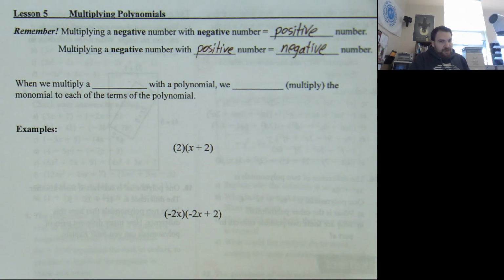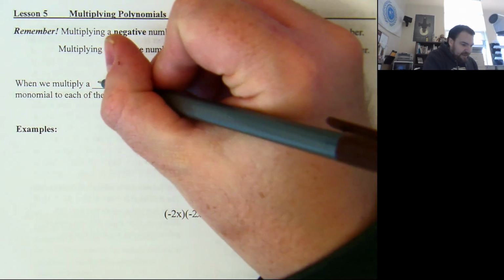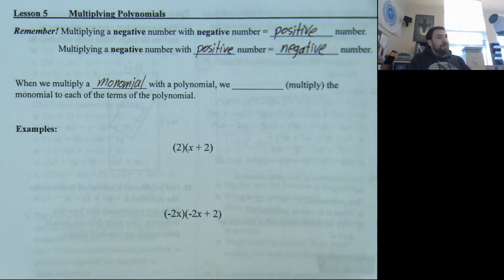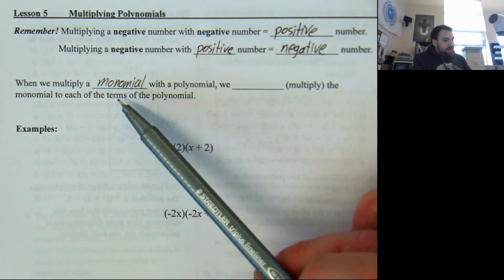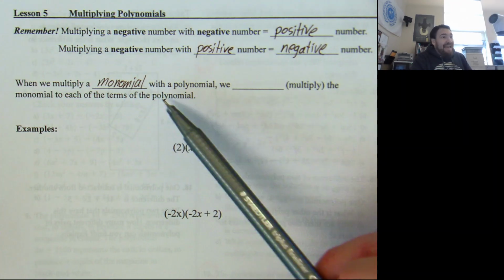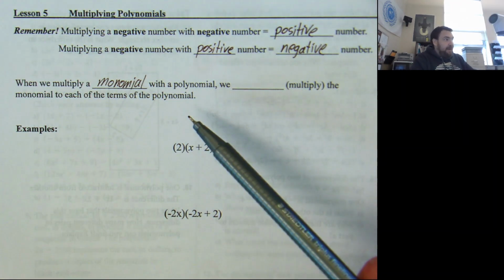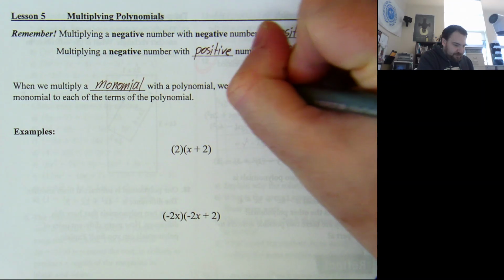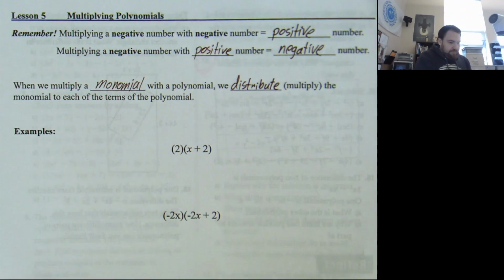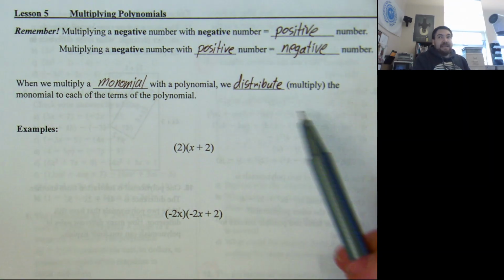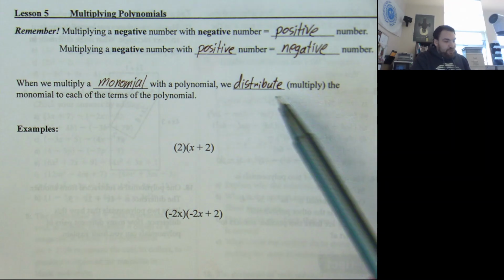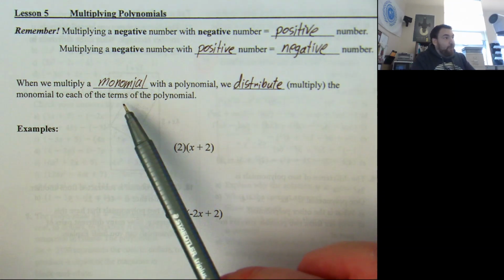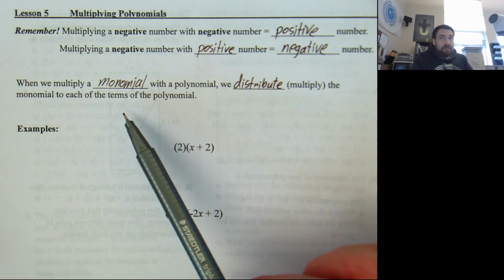So, here we go. When we multiply a monomial, remember, mono means one. This is a single-termed polynomial. When we multiply a monomial with any other polynomial, could be another mono, could be a bi, could be a tri, we are going to distribute. Distribution is another word for multiply, but to distribute means that we multiply the monomial onto each term of the other polynomial.